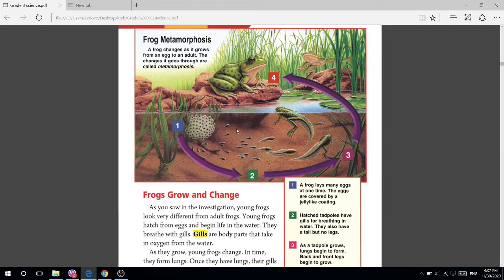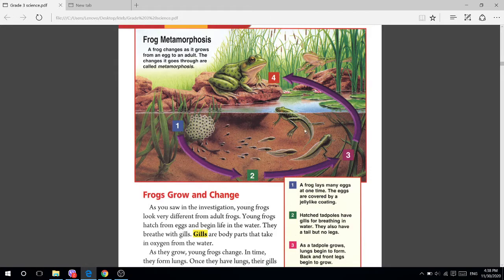Okay, and some of the parts disappear. For example, tails and gills disappear and legs appear on the land. Do you see? Look at this picture, now they don't have tails and they don't have gills for breathing. Now they have four legs, and instead of gills, the frogs use lungs.